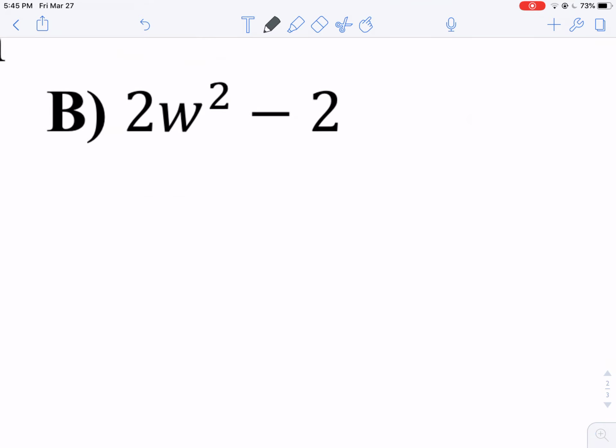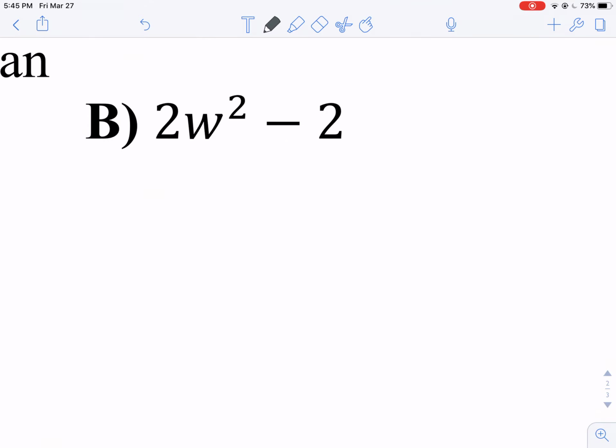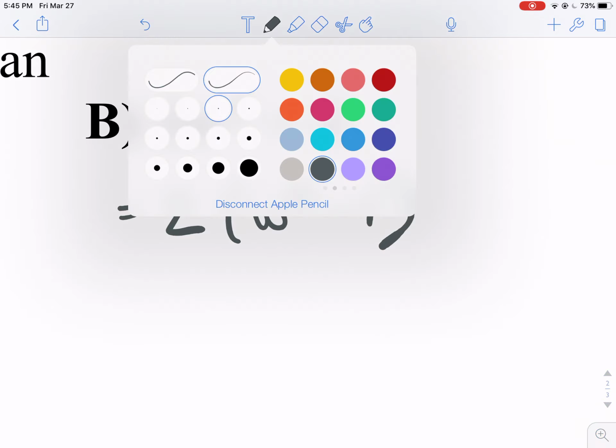Similarly on B, what's our approach here? What do they have in common? They both have a 2 in common, so let's bring that 2 out front. That gives us w squared minus 1. W squared minus 1 looks pretty simple, but it can get even more simple. We can factor it. Why is that?